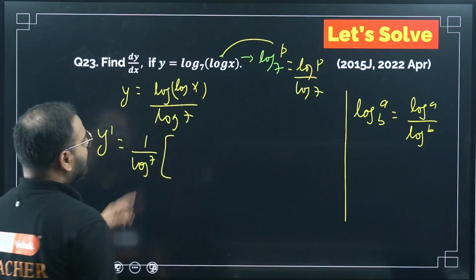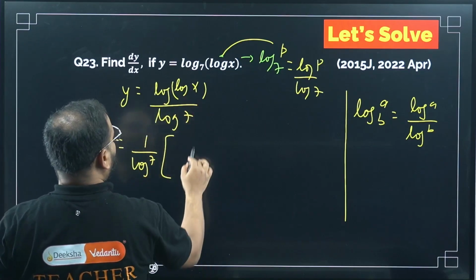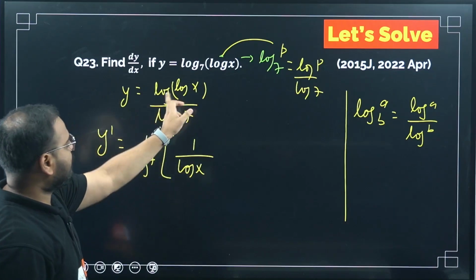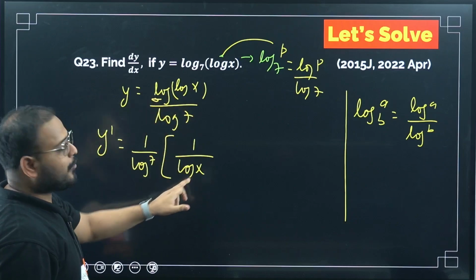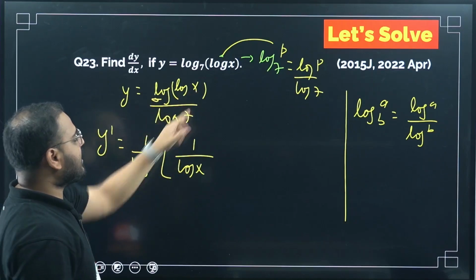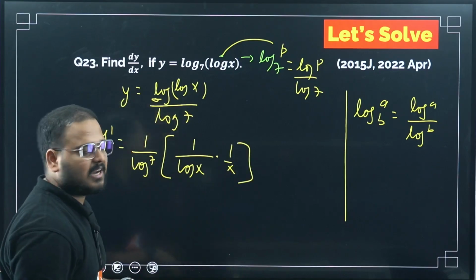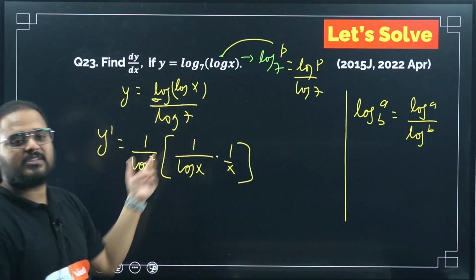Now what about this? Log of log x means what? 1 upon log x first, right? Differentiating this first, log this. So 1 upon log x. Now to differentiate what? Log x will be what? Again 1 upon x. Chain rule I'm doing. Please understand this. Log 7 is a constant taken out.